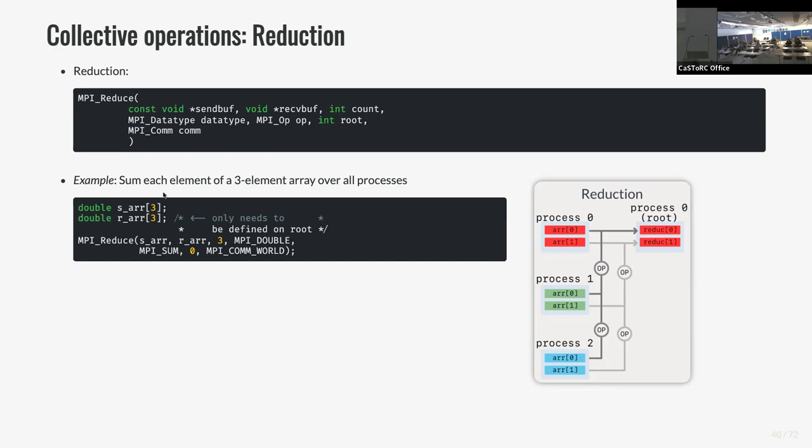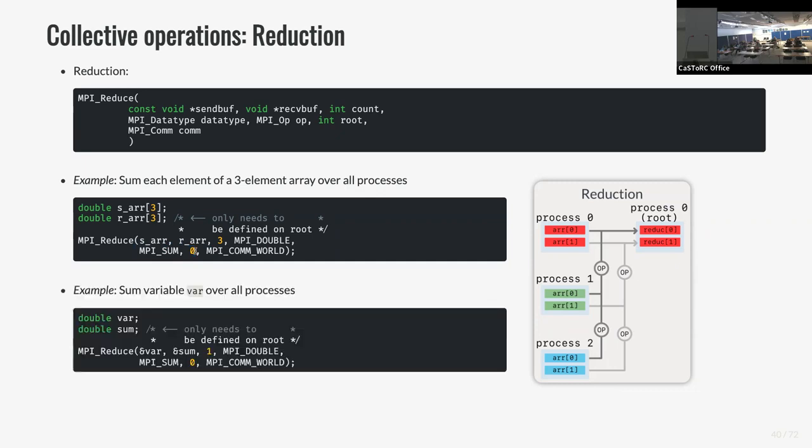Here's an example. You sum each element of a 3-element array over all processes. Then this would look like this, where the send array is the array whose elements you want to sum, and the receive array is the array that will end up having the result on root. You're specifying that these are double precision numbers, that the operation you want to do is the sum, and that you want the result to end up on rank 0.